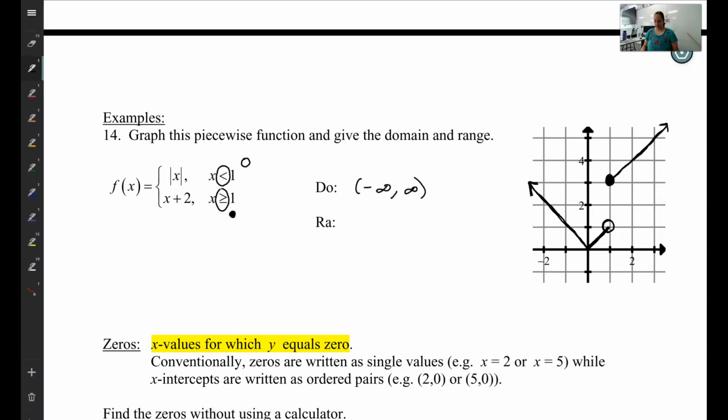Now for our range, what y values does this hit? Well, looks like when we combine them all together, our graph is going to hit all the y values in the top half of the graph. So that would be from 0 to infinity. Now, do we include 0 or not? Yes, we do. So we want a bracket right there.